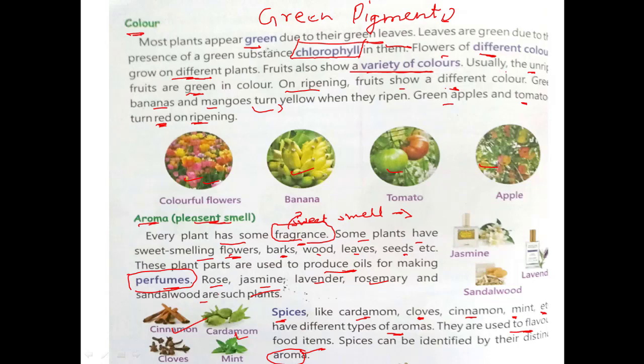This is your chapter 4, Plants Around Us. I hope you understood this chapter well. If you are having any confusion, you can ask me.